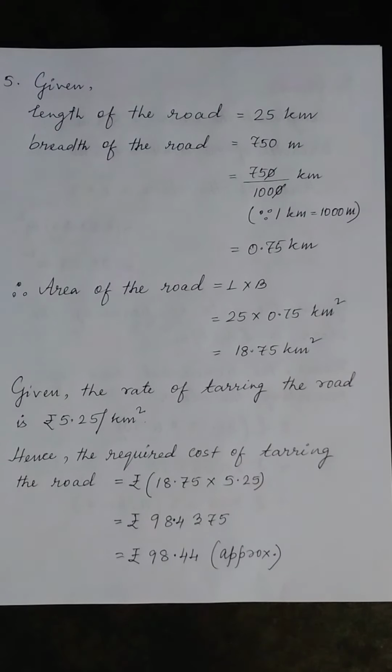See here. Here is a difference in the dimensions. So what to do? Find the cost of tarring a road. Length of the road is given in kilometer. Breadth of the road is given in meter. And the rate is given per square kilometer. That means as it is per square kilometer, we are to get the area in square kilometer. So for getting the area in square kilometer, the dimensions must be in kilometer. So one of them is in kilometer. The one which is not in kilometer, change that into kilometer, no problem.